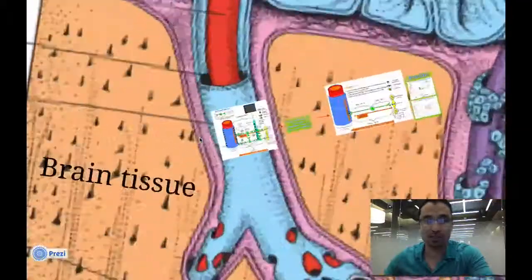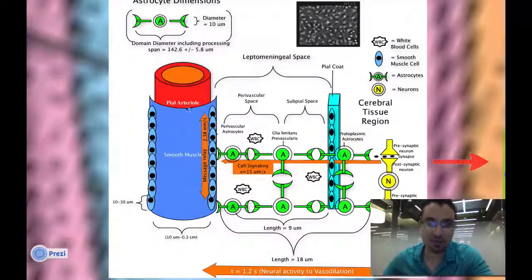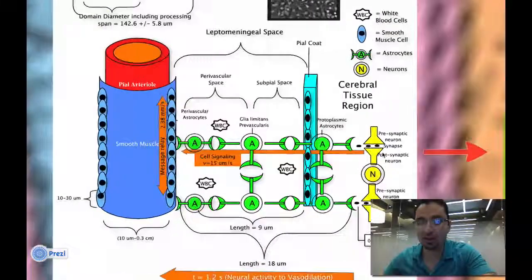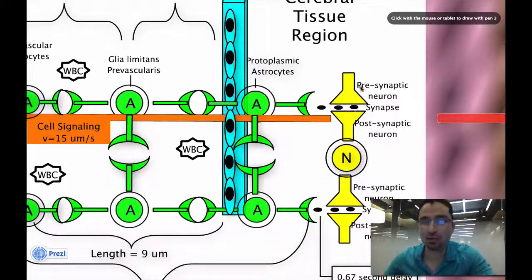And to explain that, let's look at this model here. This is a model that I made to explain what's going on within the brain. So let's say this is a pial arteriole, and this is the smooth muscle that surrounds it. Let's say this is the pial coat, and this is your neuron. So let's zoom in here. What we're seeing here is neurons talking, and there's this overflow of neurotransmitters such as glutamate.